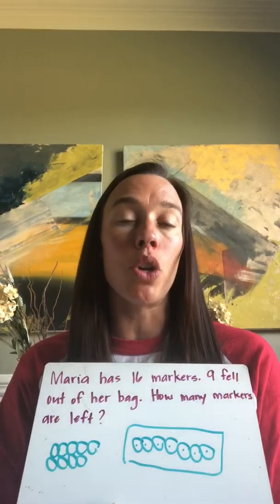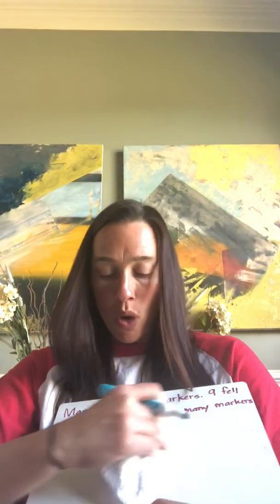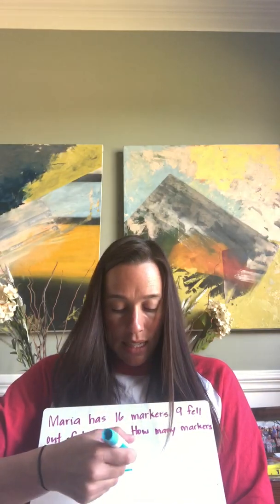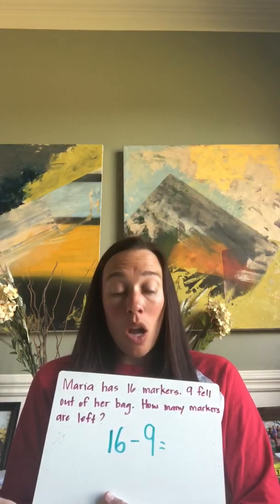I'm going to show you how to make a 10 to subtract because we can subtract that way. So what I'm going to do is use this same problem, and I am going to write it out like this. 16 minus 9 equals blank. We don't know, right? We don't know.